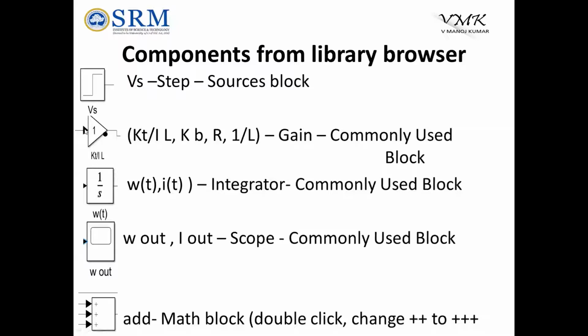Next is the integrator. It is shown as 1 by s. We are going to use two other components, W of t and I of t. W of t is nothing but omega of t, and I of t. Here two integrators are used.